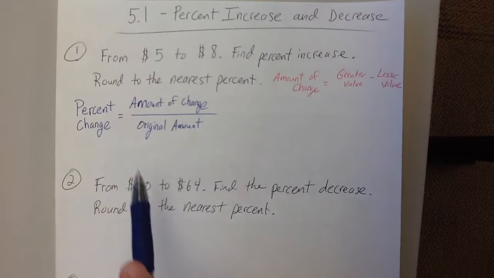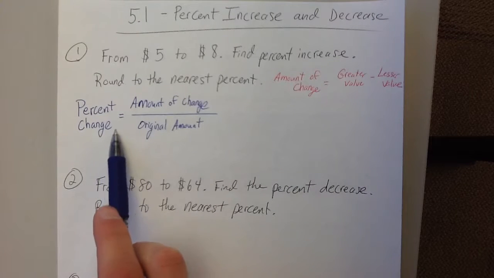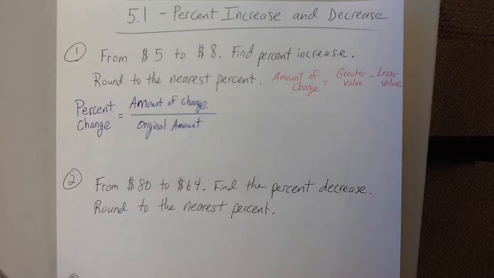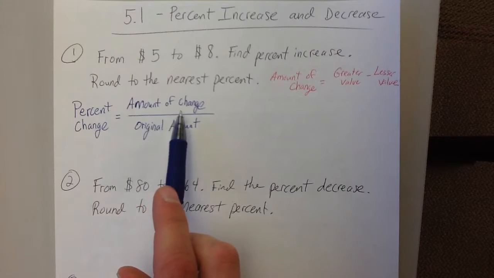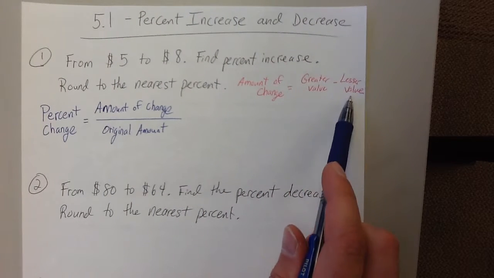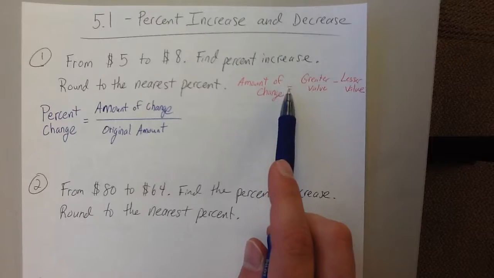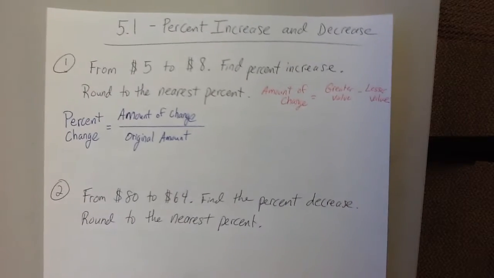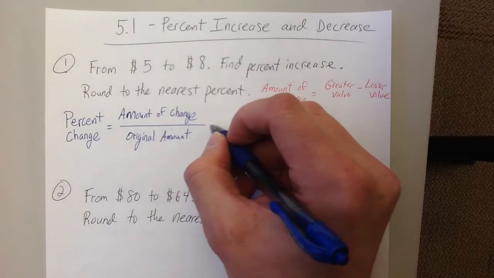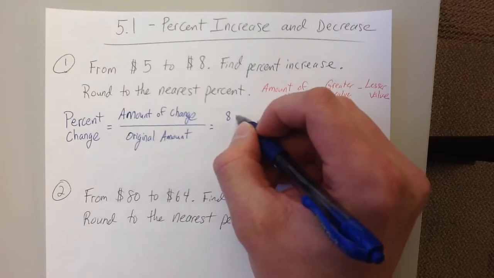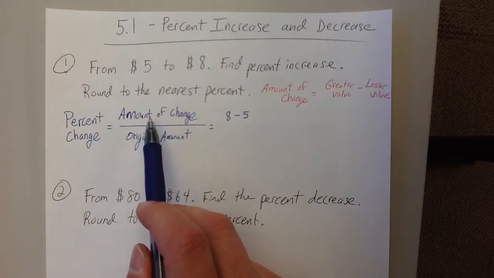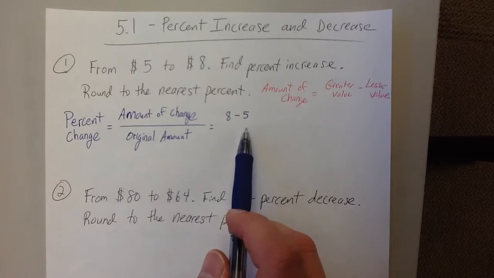Okay, so first I need to know that the percent change is equal to the amount of change divided by the original amount. To find the amount of change, I always take the greater value and then subtract the lesser value. The amount of change equals the greater value minus the lesser value. So here I'm going from $5 to $8. $8 is the greater value. I'm going to subtract the lesser value, which is 5. So my numerator, the amount of change, is 8 minus 5.